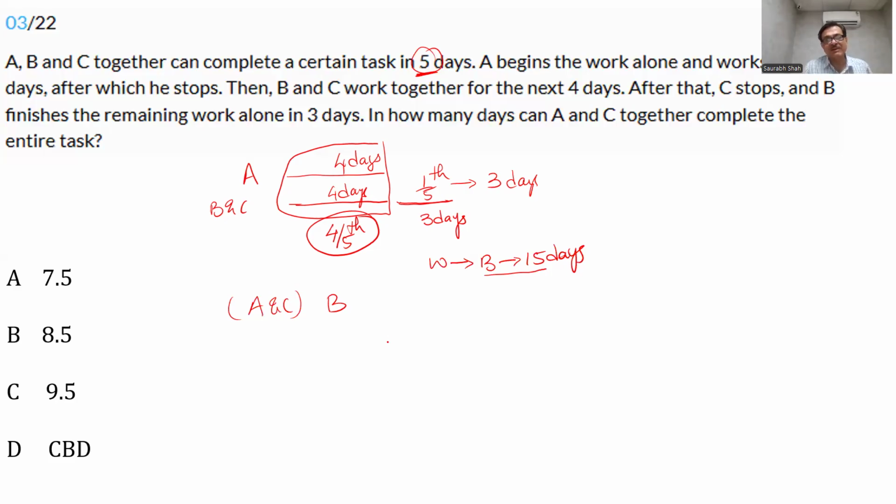So what time would team A and C take? A very simple approach, 15 for B, 5 combined, and the difference between 15 and 5 is 10. That makes it 7.5 days. Simply 7.5 days. That's your answer. Option A, 7.5 is your answer.